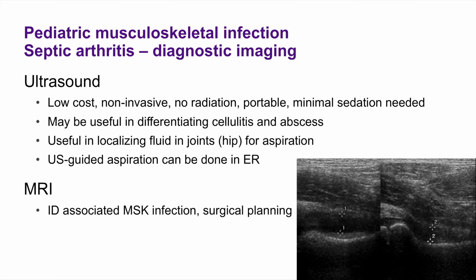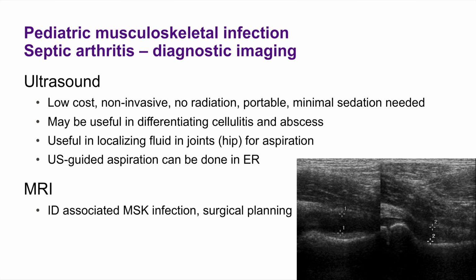It is especially useful for localizing fluid in joints, such as the hip, for aspiration, and ultrasound-guided aspiration can be done in the ER. And again, this is especially useful because it allows for earlier initiation of empiric antibiotic treatment, as well as ease of diagnosis for septic arthritis. MRI with and without contrast, just like for osteomyelitis, is also very useful. This helps us identify associated MSK infection, which in turn helps with surgical planning.